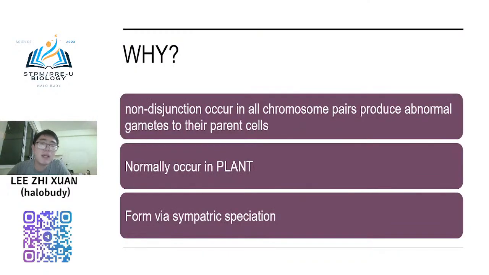So normally why does it occur? So normally the non-disjunction occurs in all chromosome pairs. Tadi aneuploidy only occurs in certain chromosomes, only one chromosome. But this one, all chromosomes. Maksudnya like human 2n equal to 46, semua 46 chromosome ni akan buat semua. Non-disjunction occur semua. Semua occur punya.